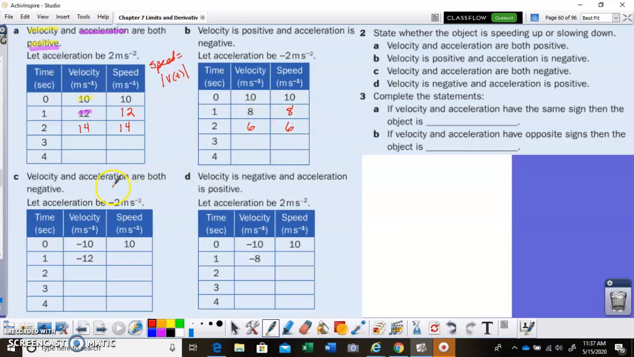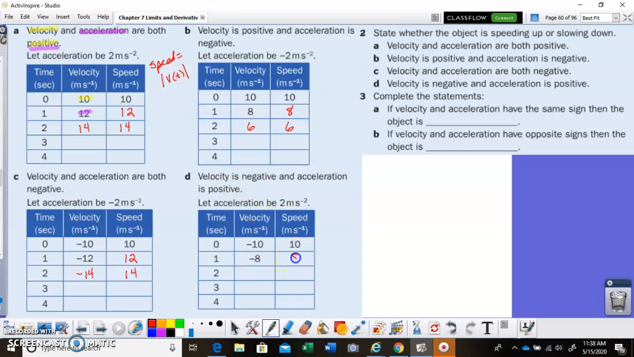In part C, the velocity is negative, but so is the acceleration. So we start at a velocity of negative 10, and with a negative acceleration it goes to negative 12. The absolute value of that is positive 12. If we change our velocity again by negative 2, it goes to negative 14, and the absolute value for speed is 14.